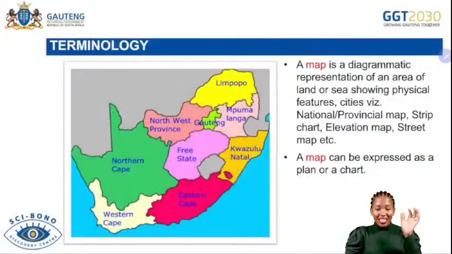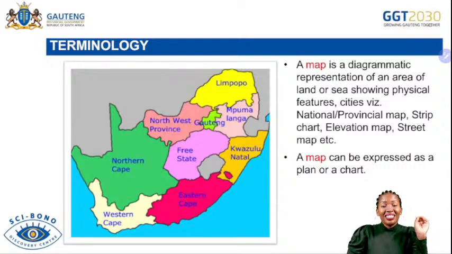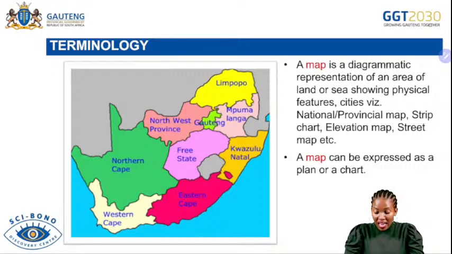Now, our next section, guys, after scale, is the section of maps. This is a beautiful map. I hope it's very clear on your screens as well. When we talk about a map, we are talking about the diagrammatic representation of an area of land or sea showing the physical features, like your national provincial map, the strip chart, the elevation map, the street maps. All those are the different types of maps that we are going to be working with.